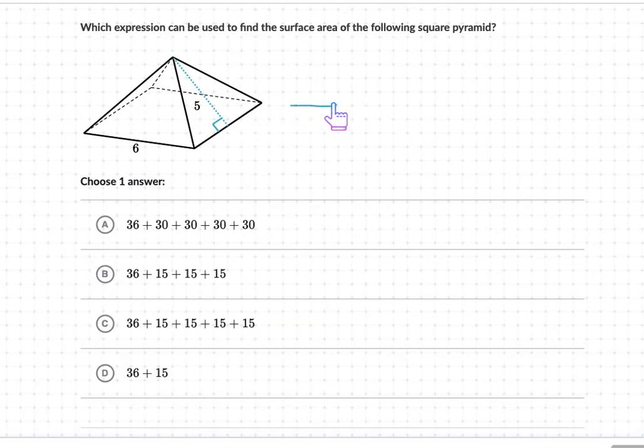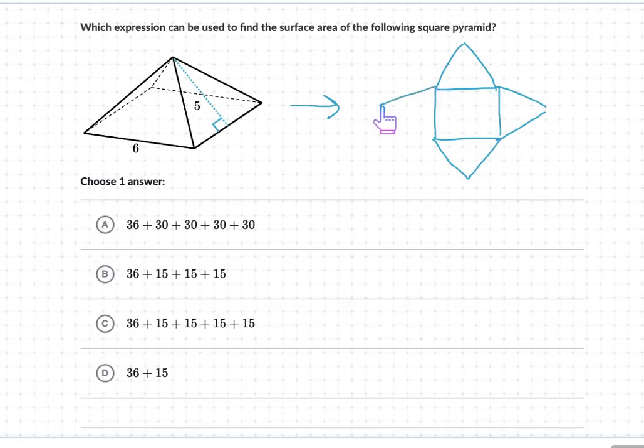All right, so I, as always, want to draw out a net because I want to visualize this, and I'm going to show you how this is helpful. I know this is a square pyramid, so it's going to have a square as my base, and then each of these sides of the square is going to have a triangle coming out of it so that they can all meet up later at the top here at the apex. But right now it's just what it looks like when it's unwrapped.